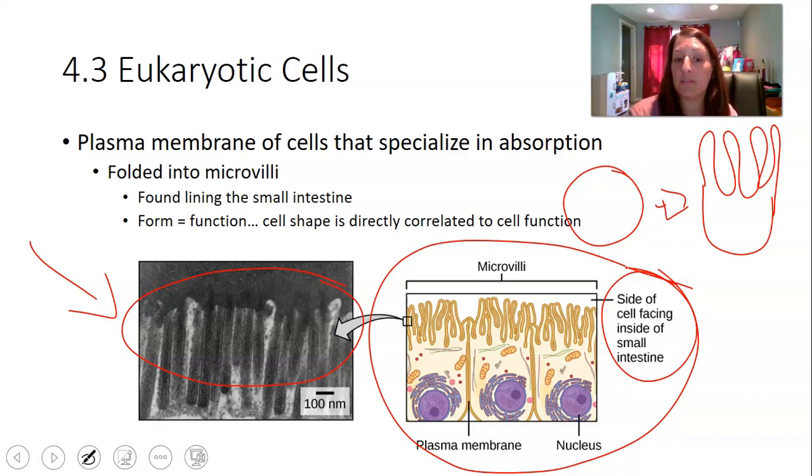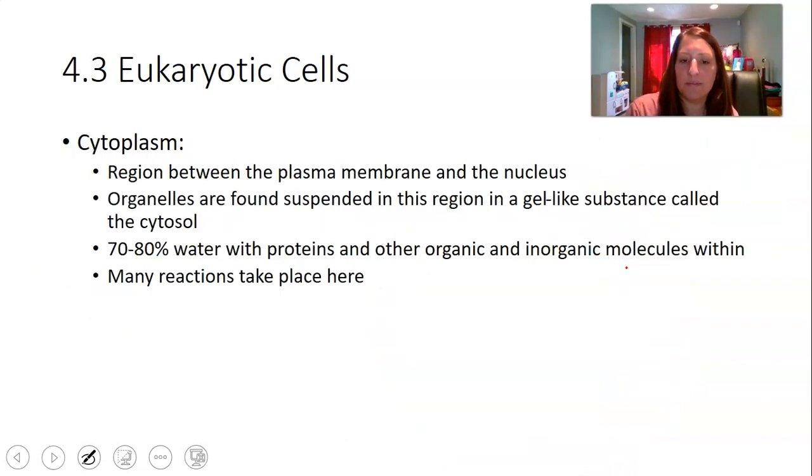So here's another example of form equals function. Cell shape here is directly correlated to the cell's function. Those microvilli are there for the sole purpose of increasing absorption, and that's the job of those cells that line the inside of the small intestine. Okay, so not every plasma membrane is built the same. Some cells will alter the shape of their plasma membrane to enhance their function. So that's the plasma membrane. Again, we're going to come back to that in chapter 5 and really dive deep.